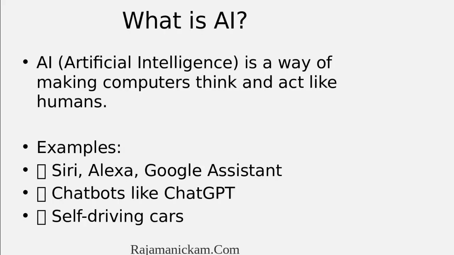Okay, first of all, what is AI? We can say that AI is a way of making computers think and act like humans, but that is not exactly correct as of now. It cannot think up to the level of humans, and it won't act like a human. But just for a simple definition, we can say it like this.